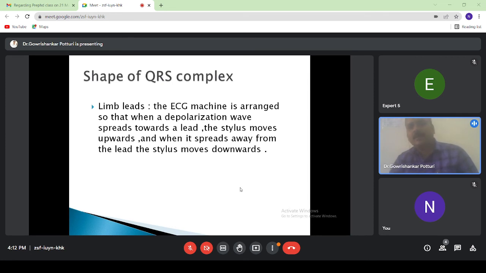Shape of the QRS complex in limb leads, how it should be. As I told you, we have 6 limb leads: AVR, AVL, AVF, lead 1, lead 2, lead 3. The ECG machine is arranged so that when a depolarization wave spreads towards a lead, the stylus moves upwards, and when it spreads away from the lead, the stylus moves downwards.